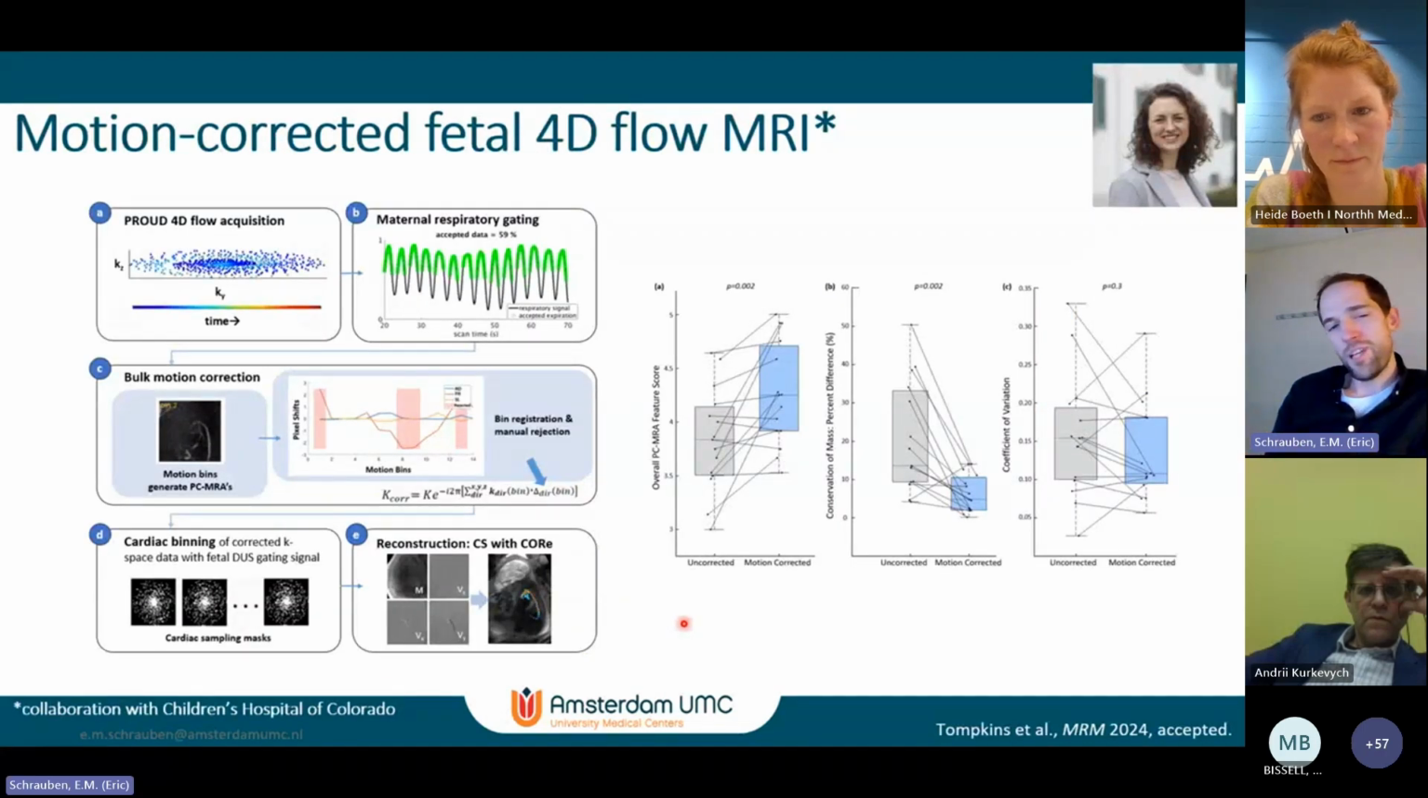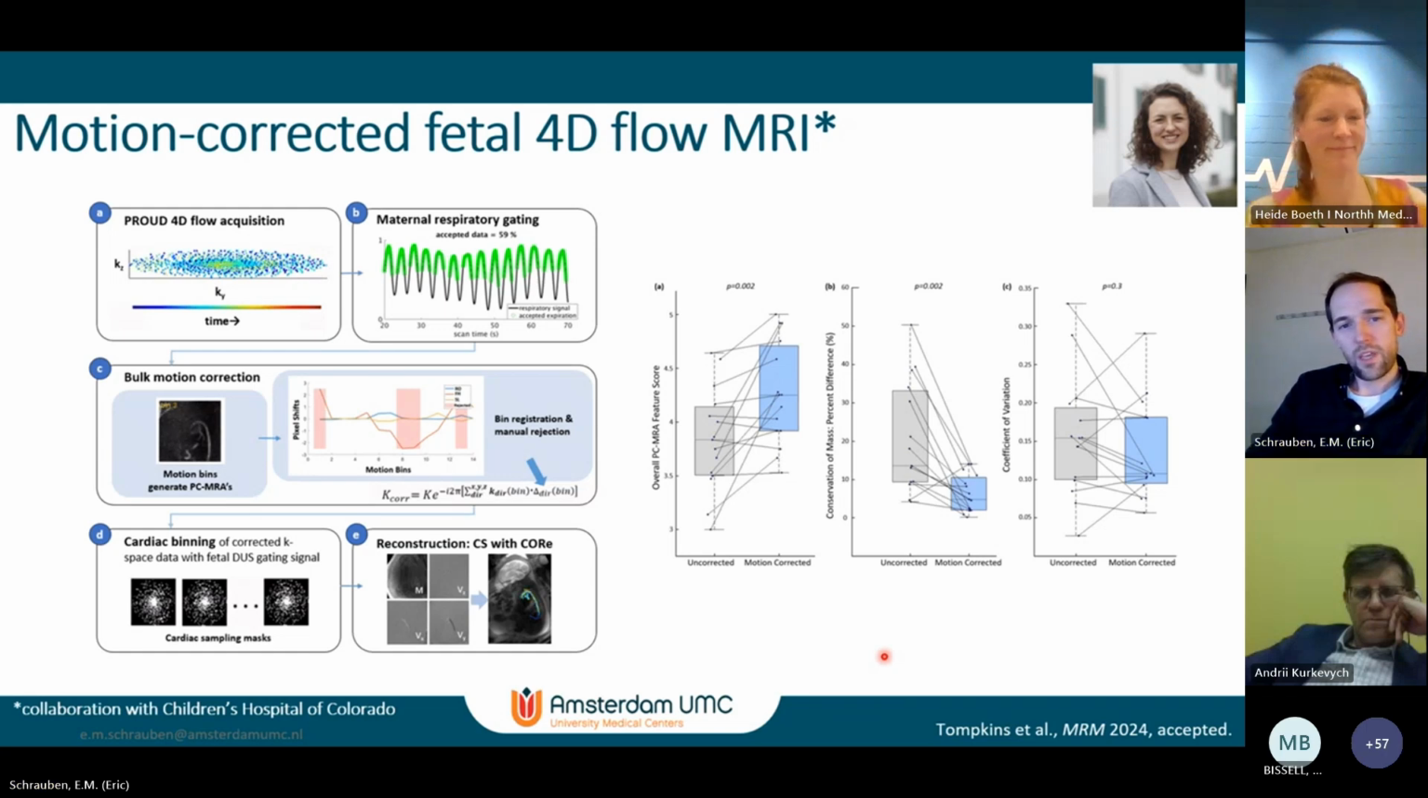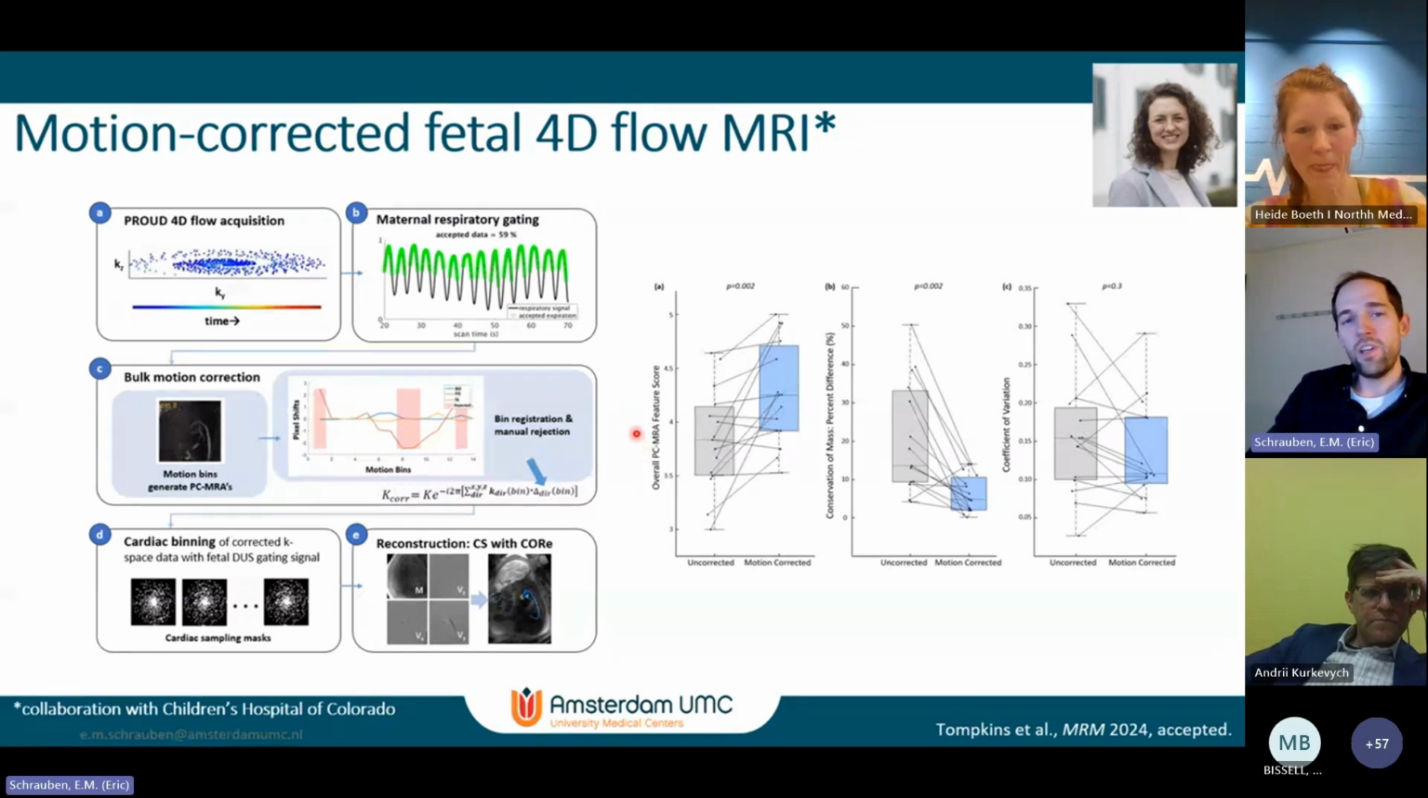So Reagan Tompkins, our PhD student, applied this motion correction pipeline to around 30 fetuses scanned by the group in Denver. And this paper was actually just accepted yesterday in MRM. So this is hot off the presses. And yeah, she was able to show that the PC MRA feature score from uncorrected to motion corrected increased significantly.